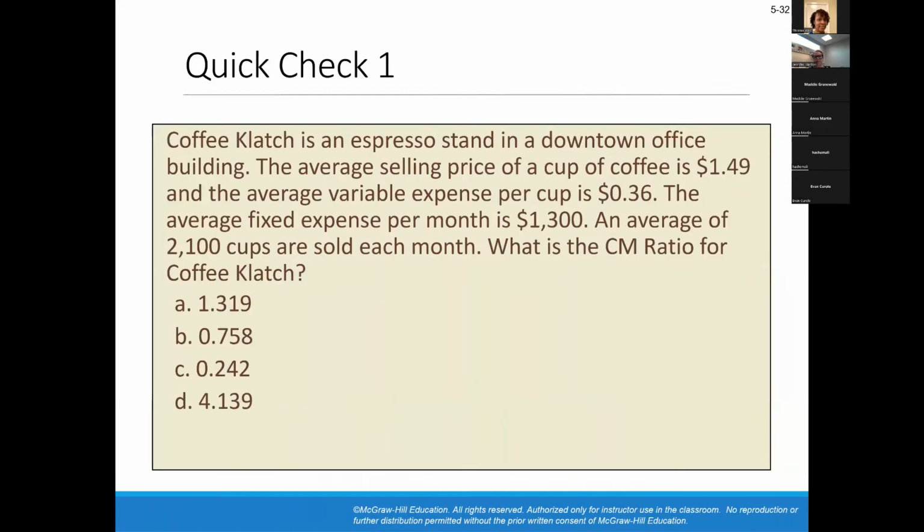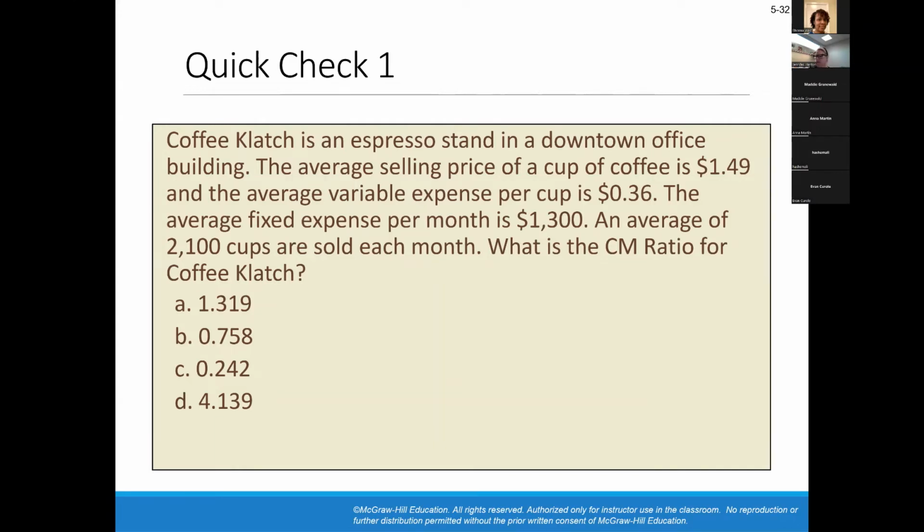All right, so let's look at an example. Coffee Klatch is an espresso stand in a downtown office building. The average selling price of a cup of coffee is $1.49, and the average variable expense per cup is 36 cents. The average fixed expense per month is $1,300, and an average of 2,100 cups are sold each month.